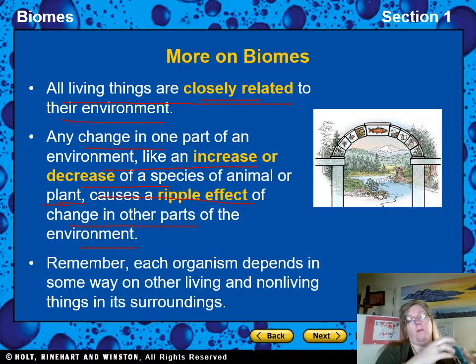If you change one part, especially one of the important parts, we call these keystone species. If you change something within the ecosystem, you know that that's going to have ripple effects to change the rest of it. So we need to remember that every organism depends in some way on the other living and non-living things around it. So you change one, the whole thing's going to get changed.